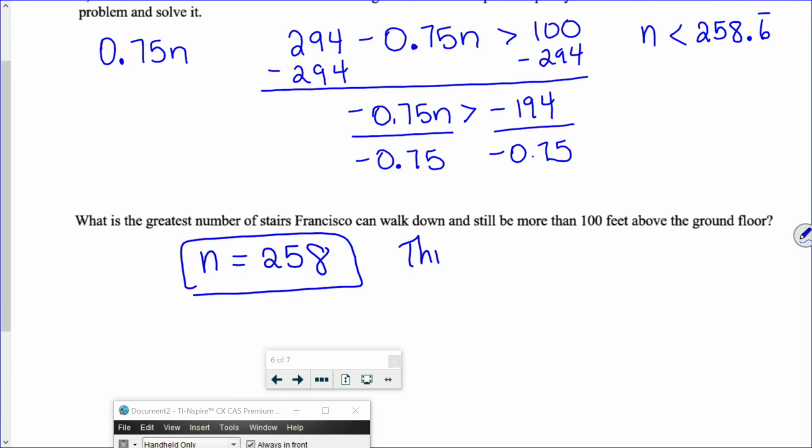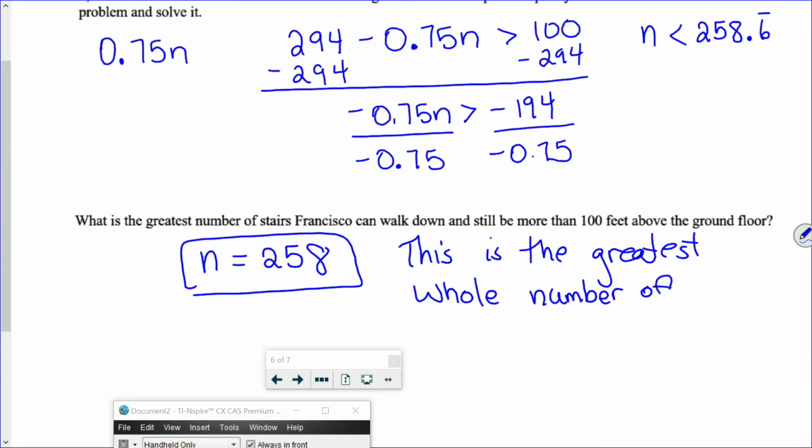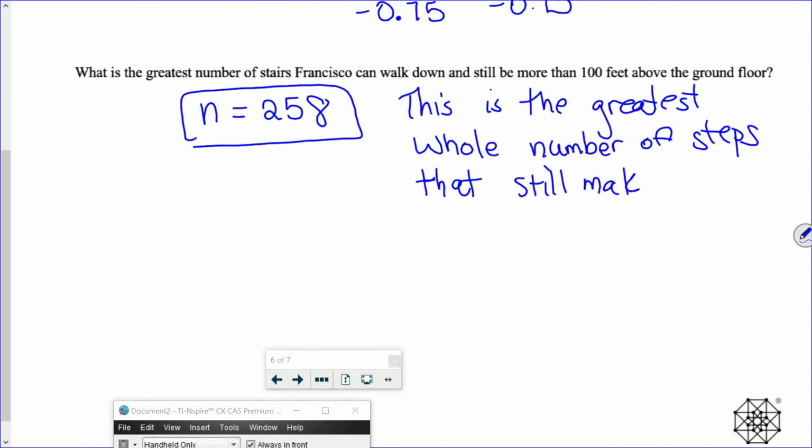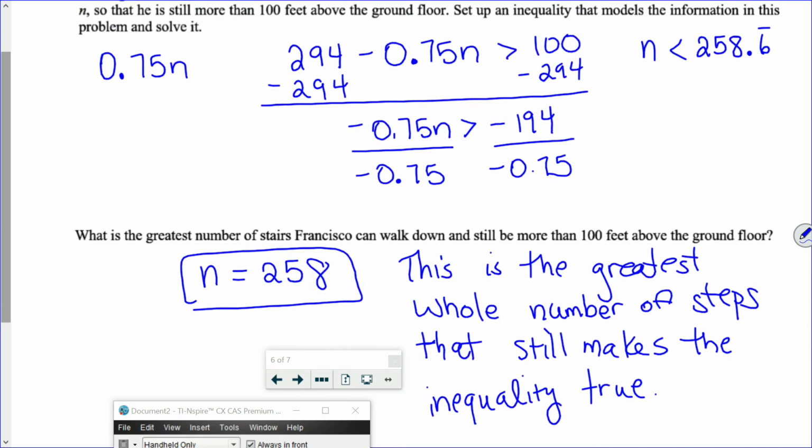This is the greatest, and of course the steps have to be in whole numbers, the greatest whole number of steps that still makes the inequality true, right? I think we can all agree that he can only walk in whole numbers of steps, right?